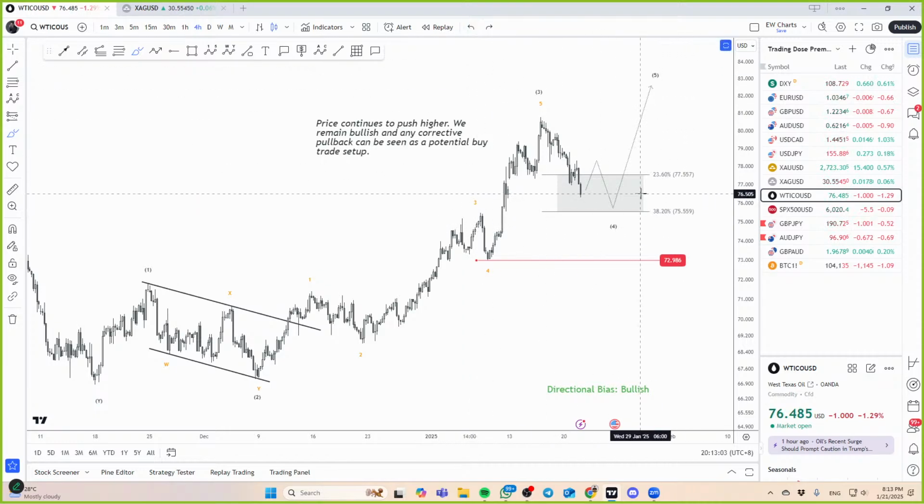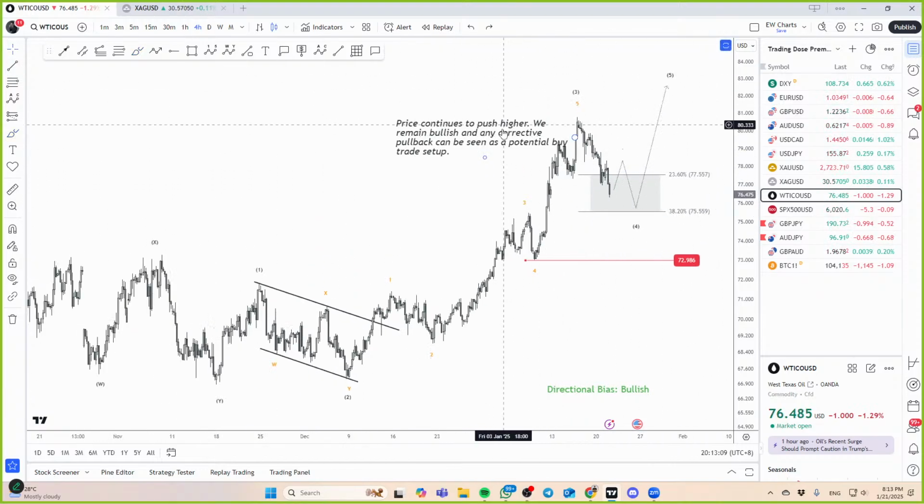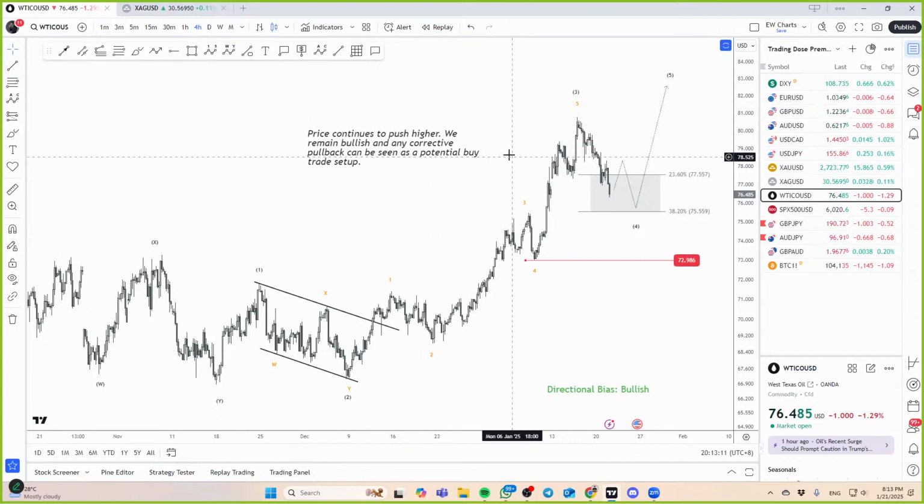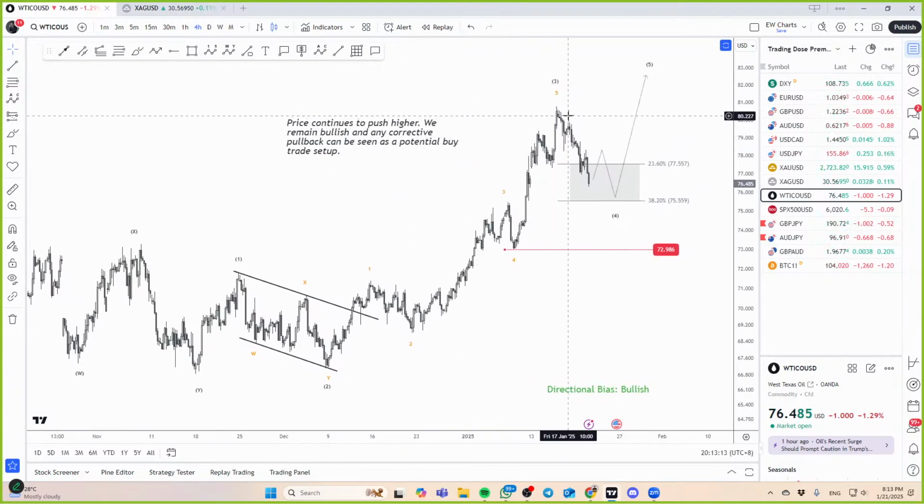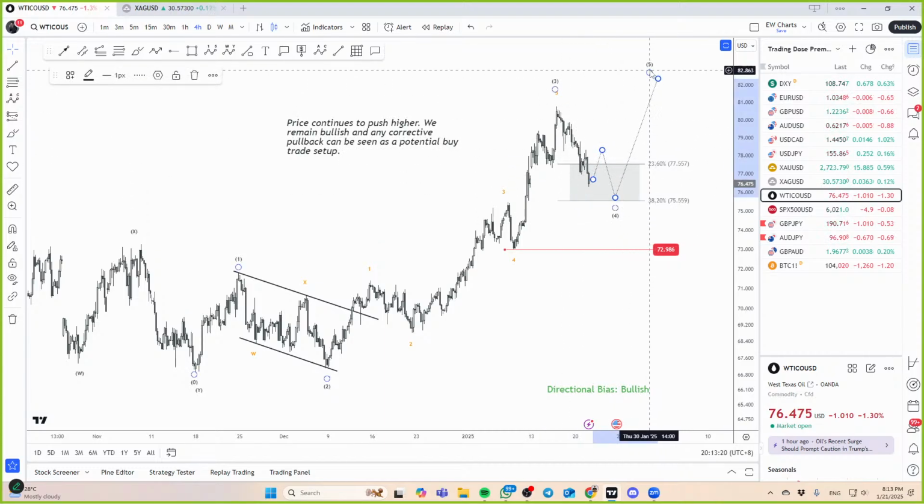I don't have anything at the moment. On the lower time frame there's nothing much setting up right now, but I'm just giving you that big picture wave analysis perspective. This pullback would likely be wave 4 in black, and then we can still expect one more push back up to complete the 5th wave.